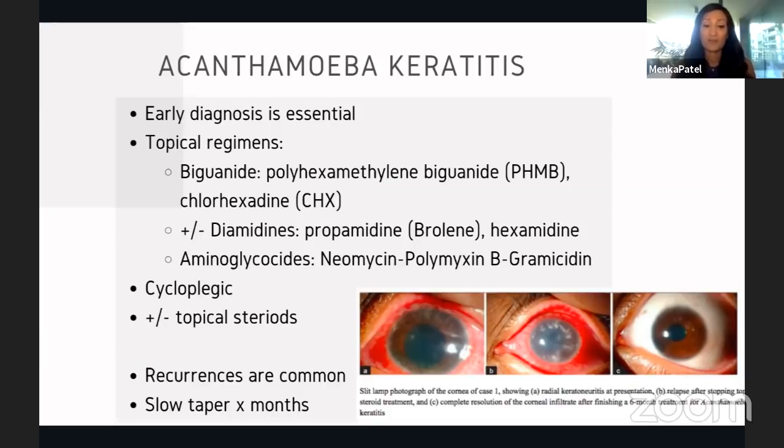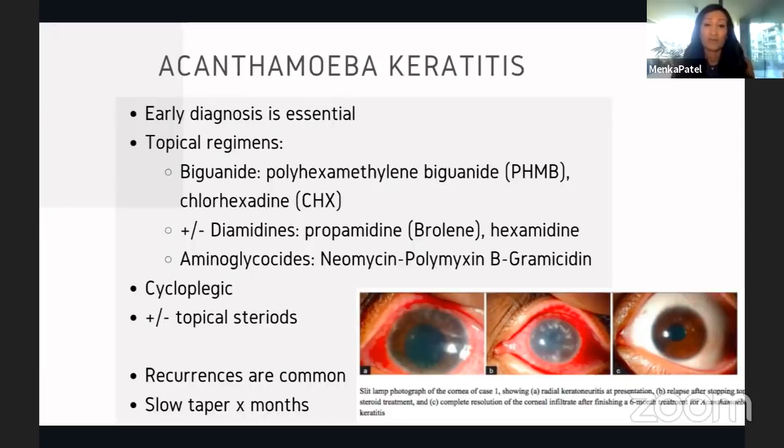But the reason I put this presentation here is because it's not that uncommon. So if there's a patient who's a contact lens wearer who's not really responding to antibiotic therapy that you started them on, they may have something more sinister, such as Acanthamoeba brewing there. My last patient that I had with Acanthamoeba keratitis actually had to be on medication for a year until we were able to get them stable.